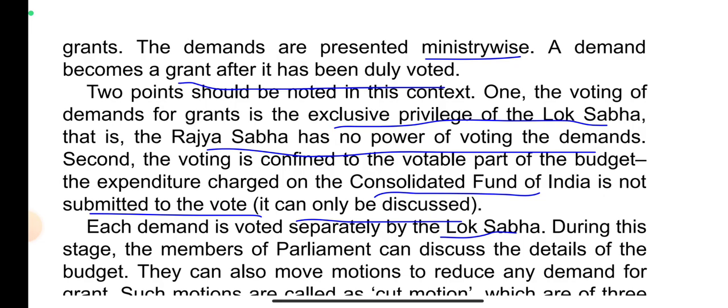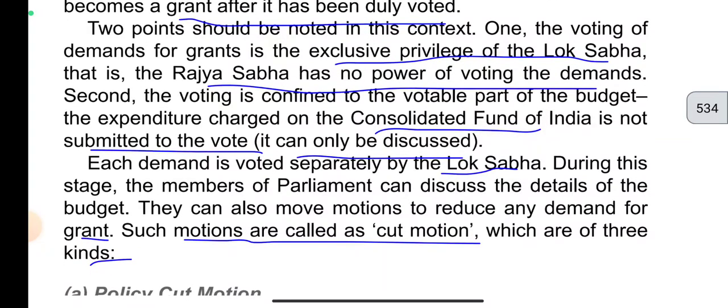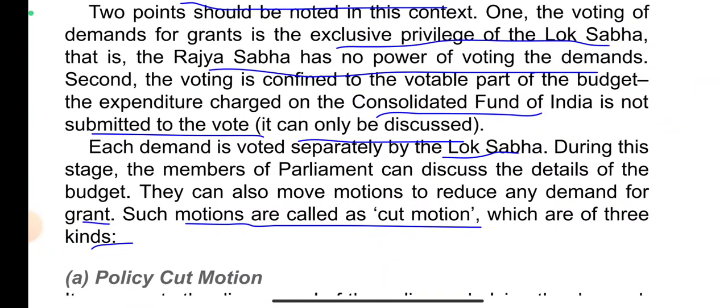2. The voting is confined to the votable part of the budget. The expenditure charged on the Consolidated Fund of India is not submitted to the vote. It can only be discussed. Each demand is voted separately by the Lok Sabha. During this stage, the members of Parliament can discuss the details of the budget. They can also move motions to reduce any demand for grant.